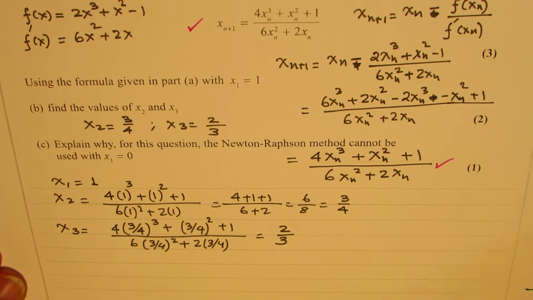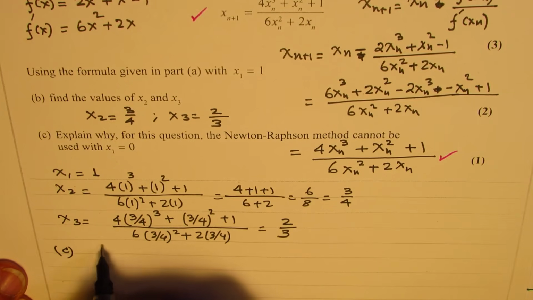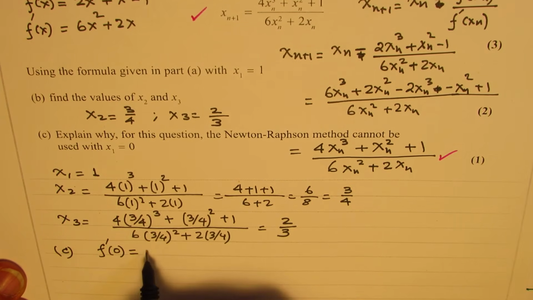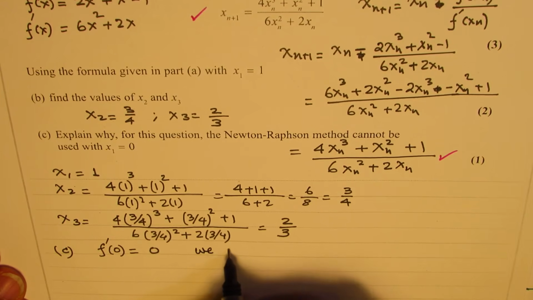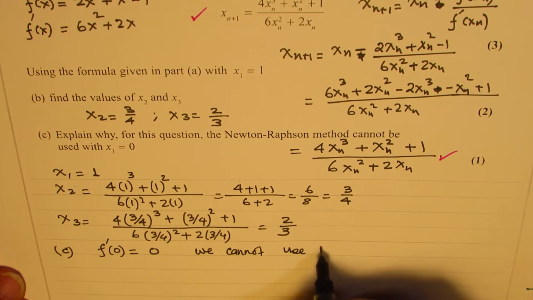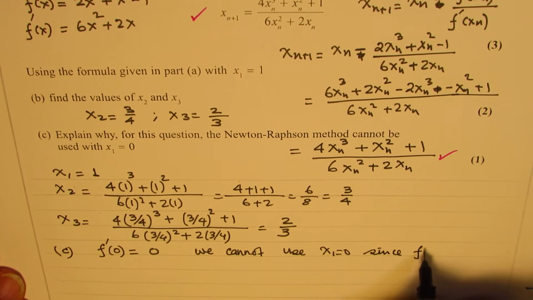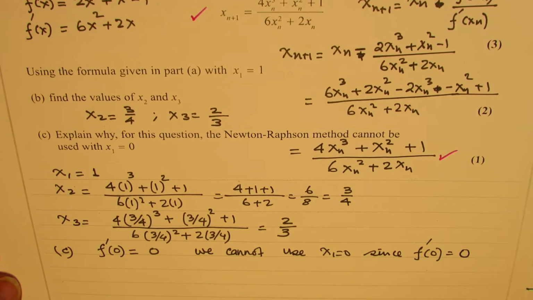let's write down answer C right here. For C, f dash of 0 is what? So the derivative was 6x squared, right? So f dash of this is 0, right? So in this method we cannot use x1 as 0 since the derivative of the function at 0 is 0. You cannot divide by 0, right? So that is a restriction.